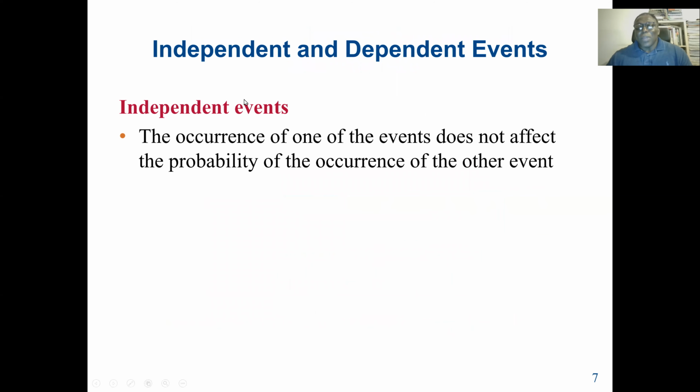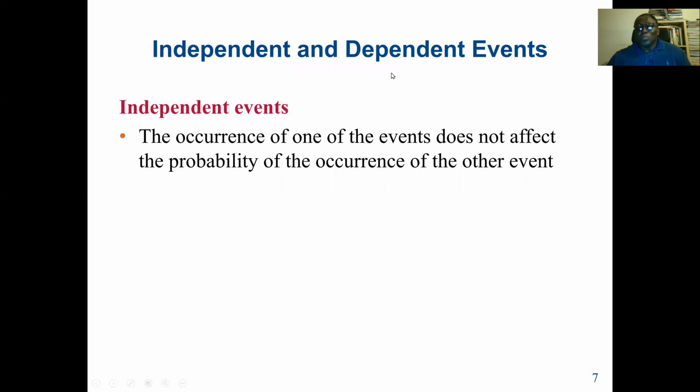So we have independent and dependent events. An independent event is an event that does not depend on a previous event or previous occurrence. An example of an independent event can be tossing a coin. If I toss a coin and I get head, that doesn't mean the next one I toss, I will get a tail or another head again. I don't know. So it's independent.